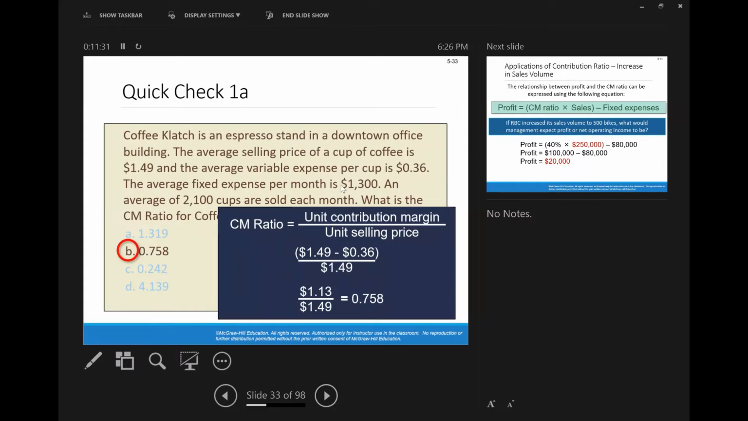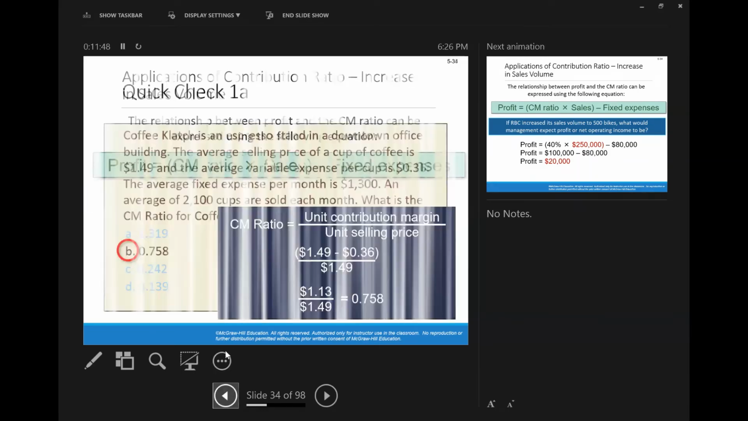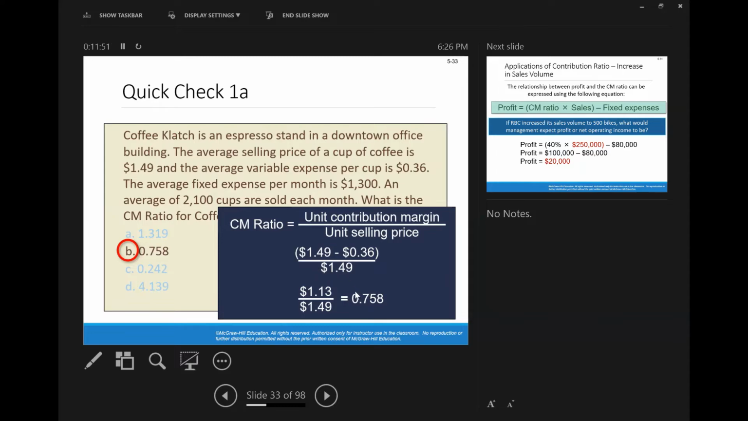All right, so here's your little formula: unit contribution margin divided by unit selling price. So we're just taking the 149 minus 36, get your contribution margin per unit, and then divide by the price per unit. So they gave us 2,100 cups are sold each month, but they weren't looking for us to do anything with that. They just wanted to know the ratio.